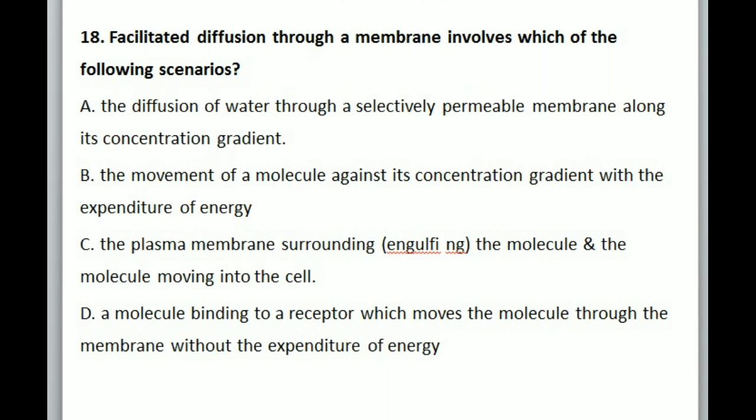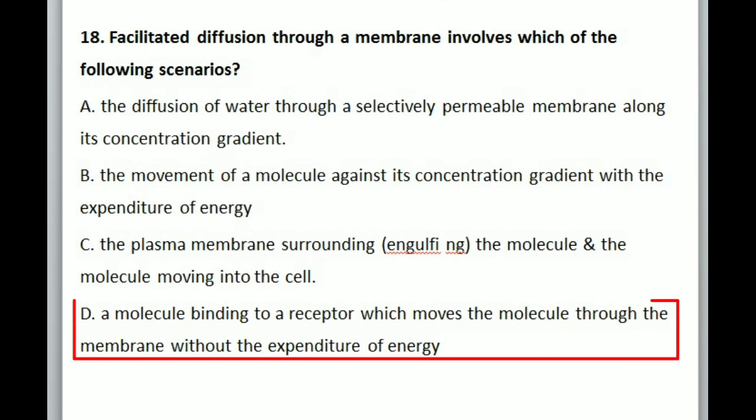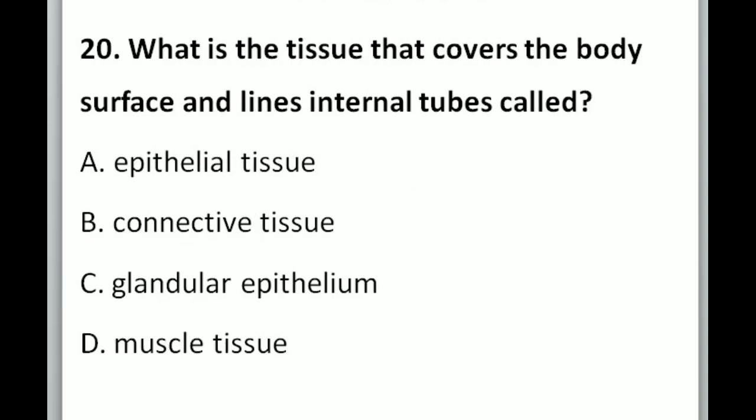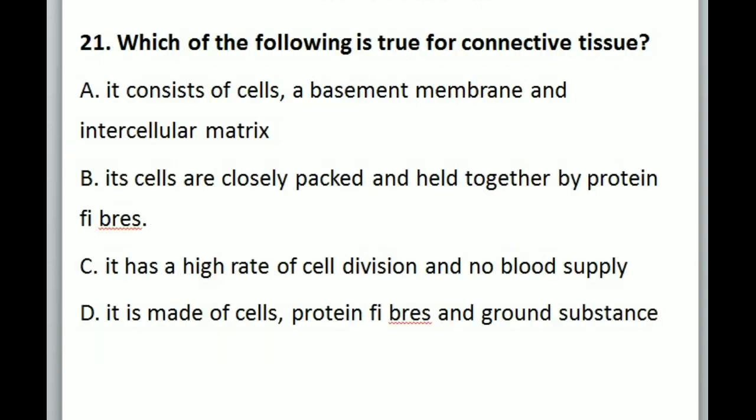18. Facilitated diffusion through a membrane involves which of the following scenarios? 19. The diffusion of water through a membrane is referred to as. Answer is C. Osmosis. 20. What is the tissue that covers the body surface and lines internal tubes called? Answer is A. Epithelial tissue.